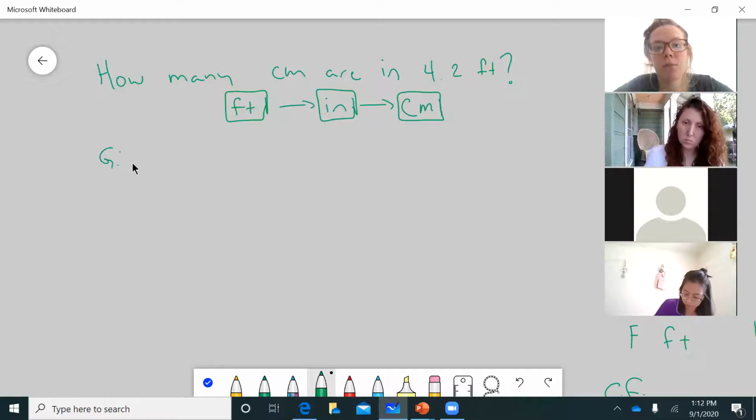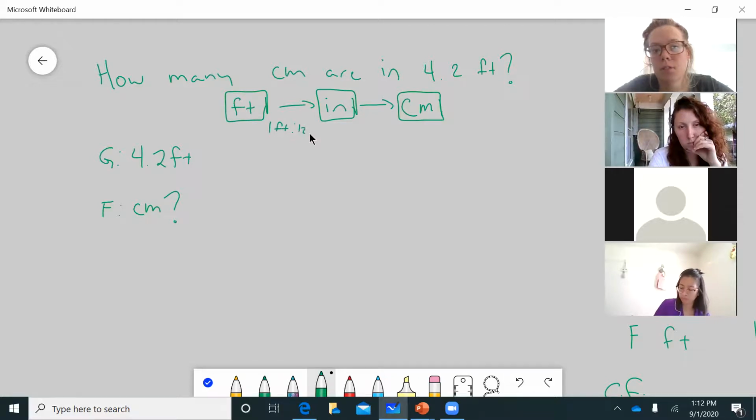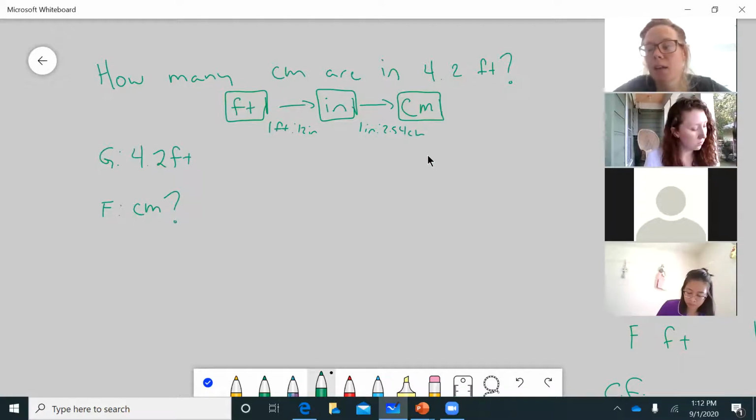I'm going to put my given information here, 4.2 feet. I'm trying to find centimeters. I've got a flow chart here, and I do need some conversion factors, so I'm going to fill those in. 1 foot is equivalent to 12 inches. And then I know that 1 inch is equivalent to 2.54 centimeters. That was on the last slide we were looking at, and it'll be on basic conversion sheets, so you can just trust me with that.